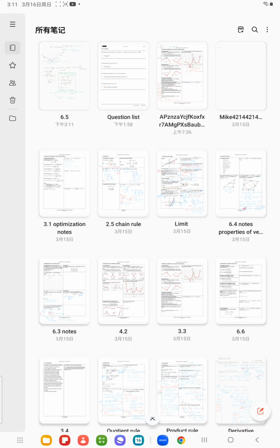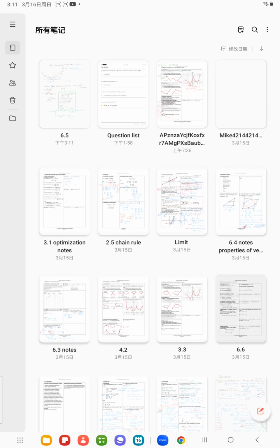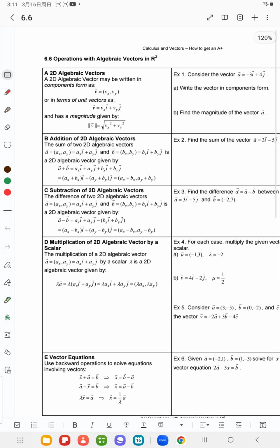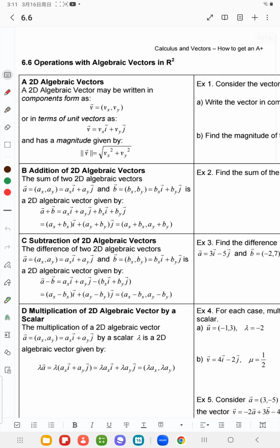And go to the next one, which is 6.6, right? So you can download it online. 6.6, operation of this. I think this should be okay.